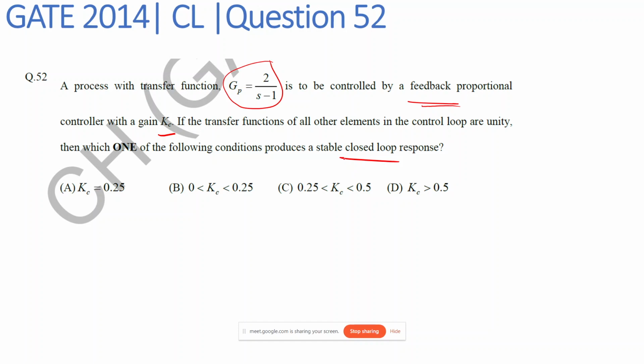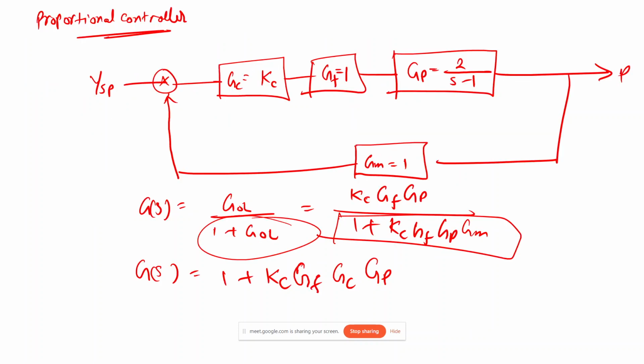So this question is very similar to the previous question, but in the previous question, we were given this PI controller for which the transfer function was Kc times 1 plus 1 upon tau is, but in this question we have been given the proportional controller, and for that the transfer function will be simply Kc. That is the only difference between these two questions. So we won't be solving this question.